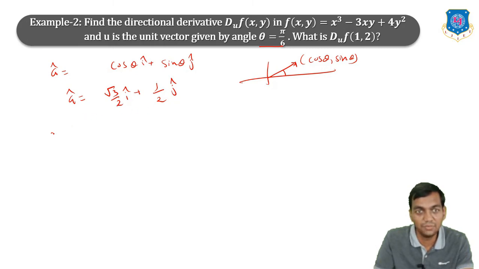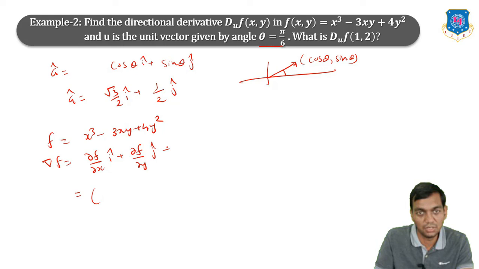In the same manner, f is given, f is x cube minus 3xy plus 4y square. So grad f, that is del f by del x into i plus del f by del y into j. Now z is not there because it is in 2 dimensions. If you are differentiating with respect to z, if you have to write, then write it, but it is going to be 0. So derivative with respect to x is 3x square minus 3y into i plus minus 3x plus 8y into j.